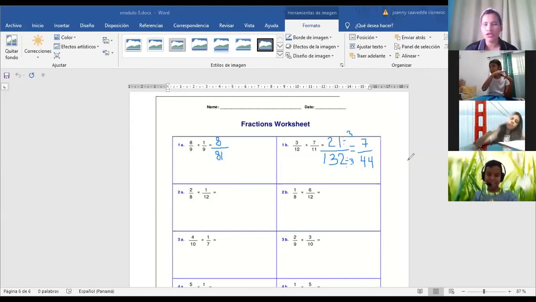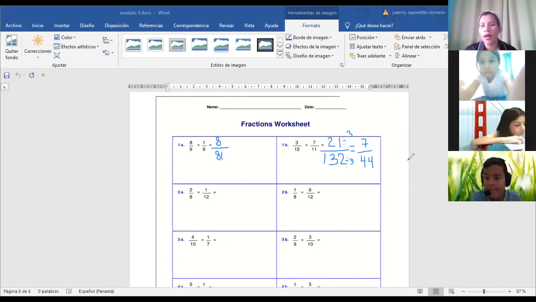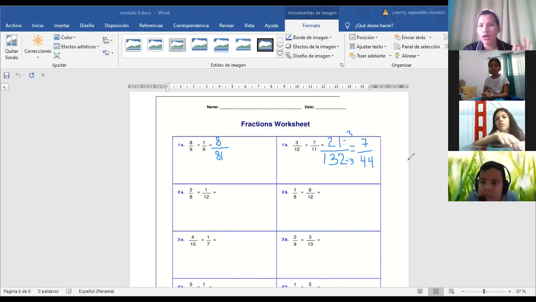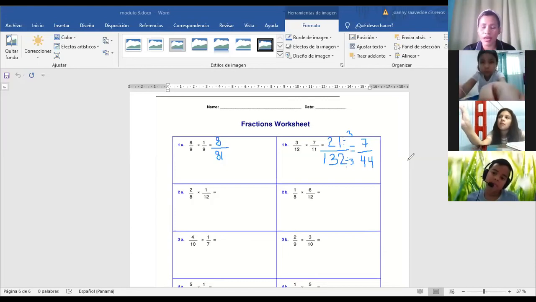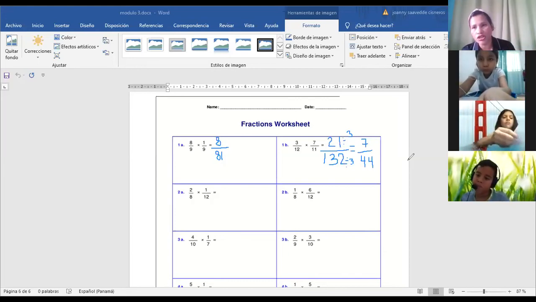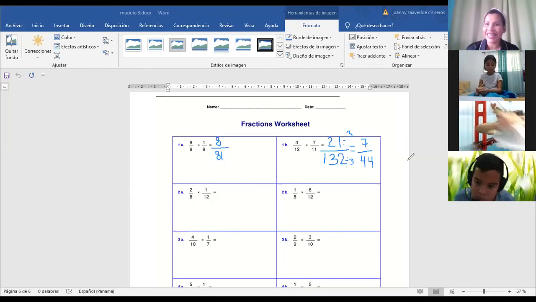Can we continue with the 2A? Teacher, I have one question. Tell me. Why do we divide 21 by 3? Why by 3? Because you don't know, but 21 is in the multiplication table of 3, and 132 is in the multiplication table of 3 too. Ambos están en la tabla del 3. Then you can simplify them.